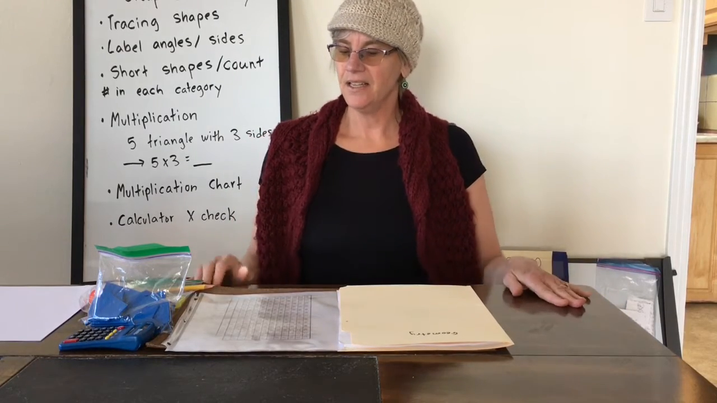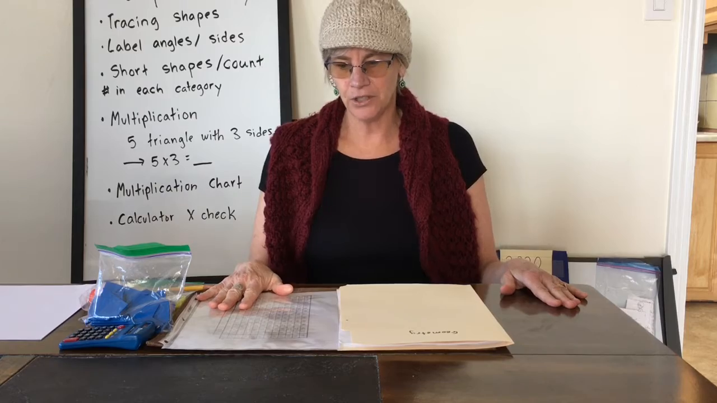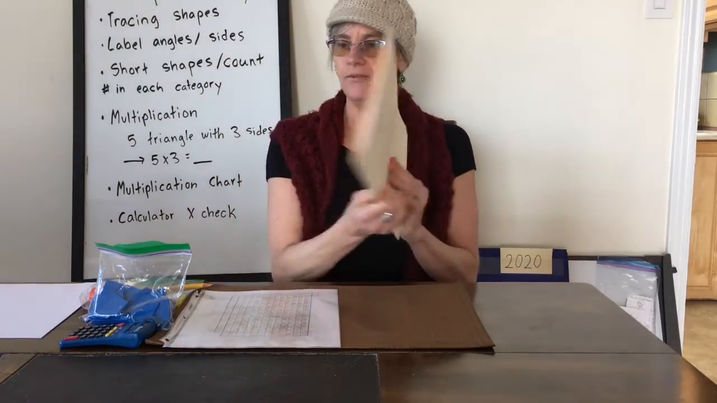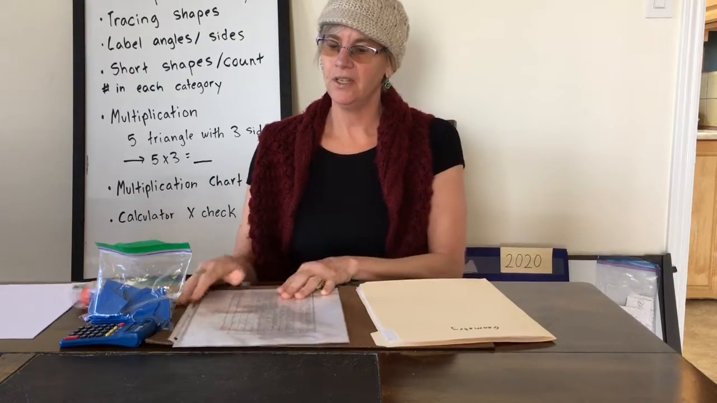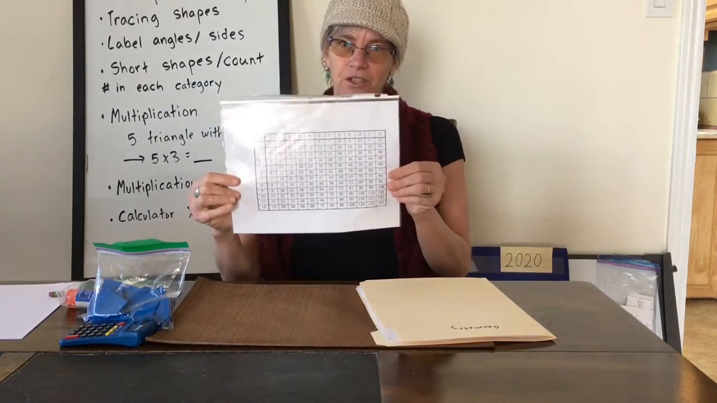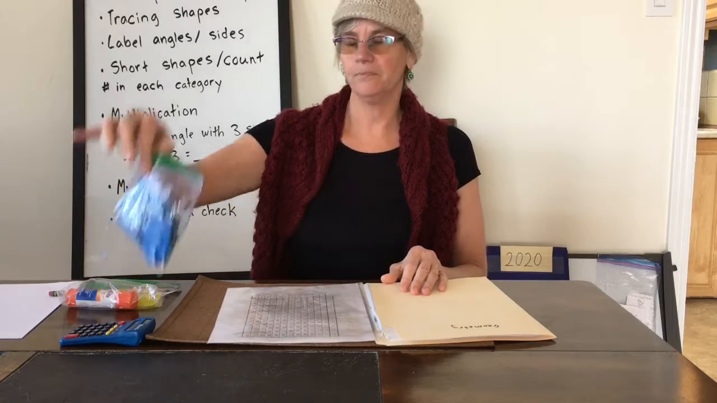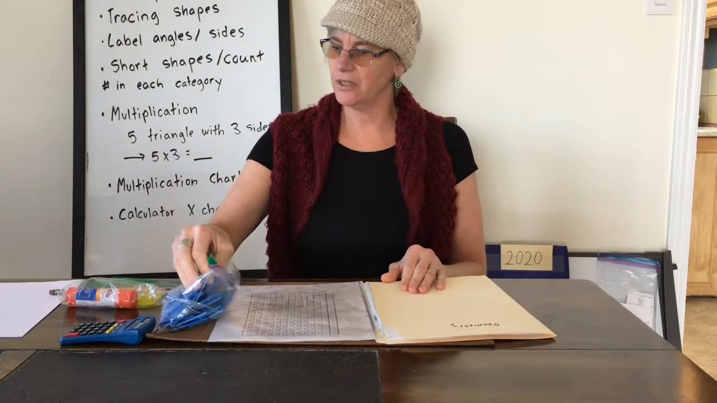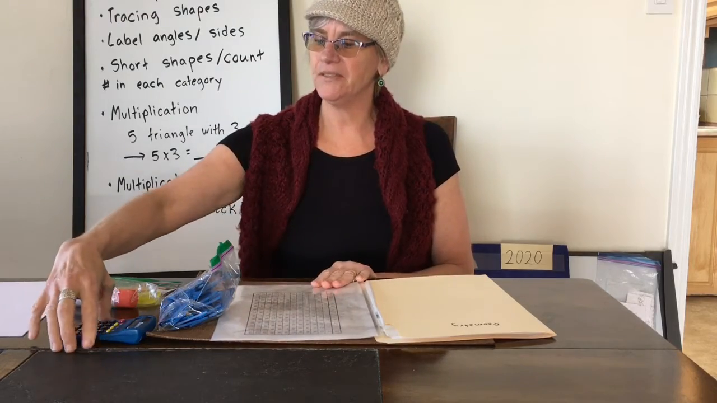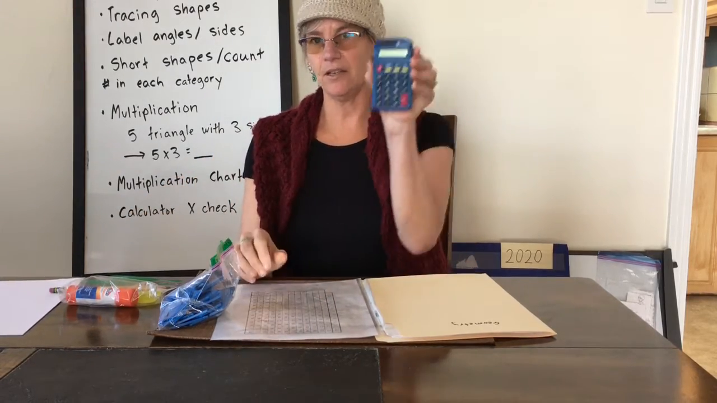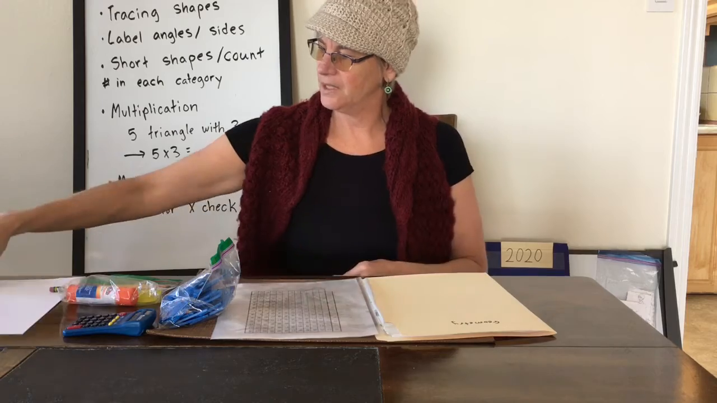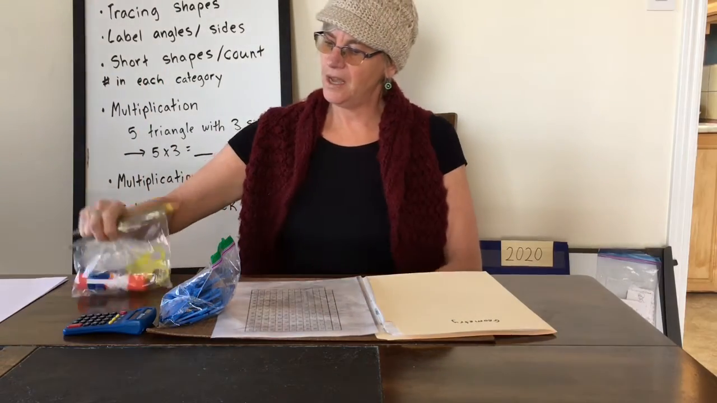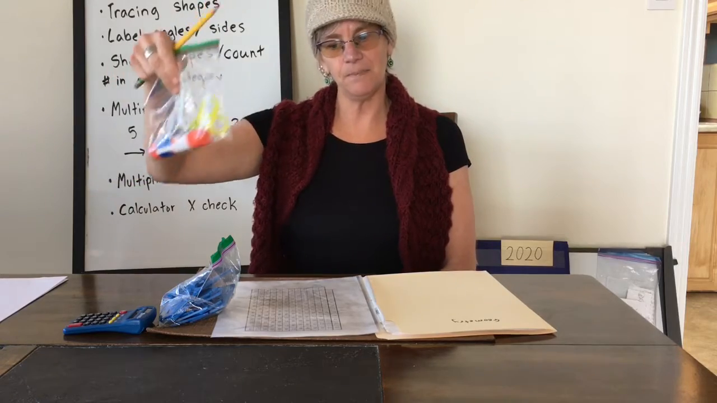So let's see what you need to take out of your learning kit. You need to take out your geometry packet out of your red math folder, your multiplication chart from your red math folder, your blue tile shapes from your hands-on manipulatives bag. We're going to take out your calculator, a couple pieces of blank paper, paste, scissors, and a pencil.